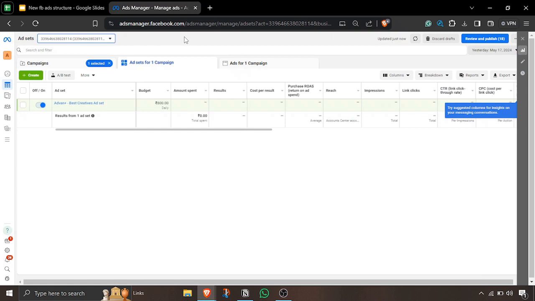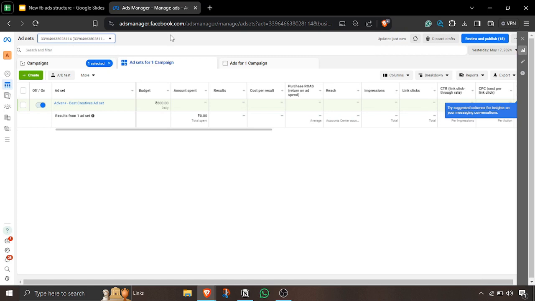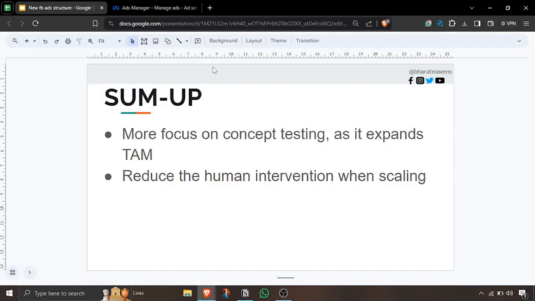So this is how our new ad account structure is right now, where concept testing is more defined and creative testing is less, because we want to test more concepts. That's what our philosophy has been recently. Now, what's the sum up? More focus is on concept testing, and reduce human intervention when scaling, because it's more of a cost cap basis where human intervention is minimum, and hence we can maximize the potential and effectiveness of the campaign and performance.